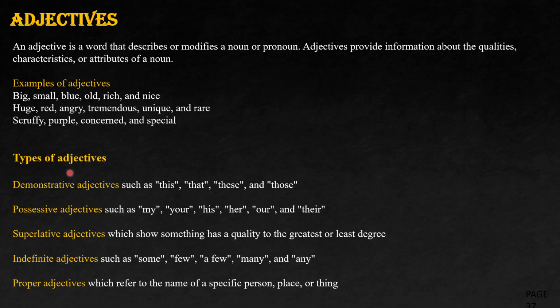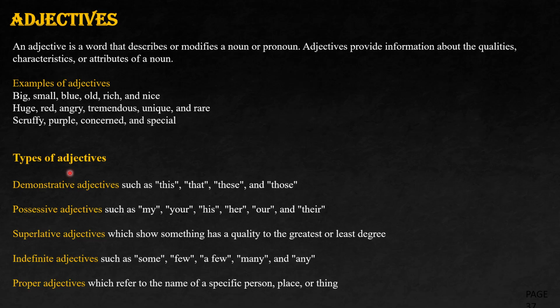The types of adjectives. We have the demonstrative adjectives, such as this, that, these, those. So we already saw the examples. Possessive adjectives such as my, your, his, her, or their. Superlative adjectives show how something has a quality to the greatest or least degree. I don't have an example for this, but yeah, no issues.